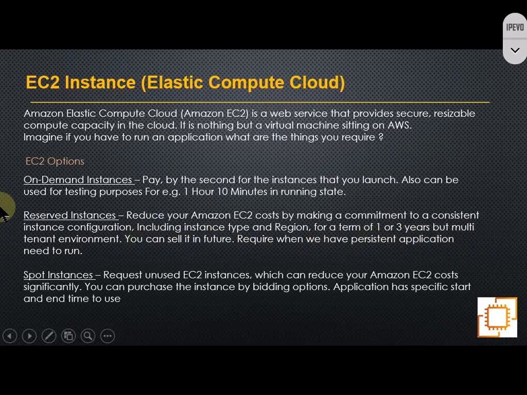After that, we have spot instances. Request unused EC2 instances. So maybe on AWS we have many unused instances, so we can use those as well. That is called spot instances, which can reduce your Amazon EC2 cost significantly. So you can purchase the instance by bidding options.